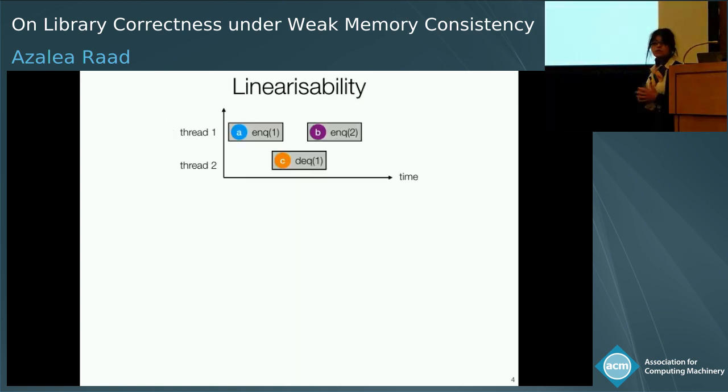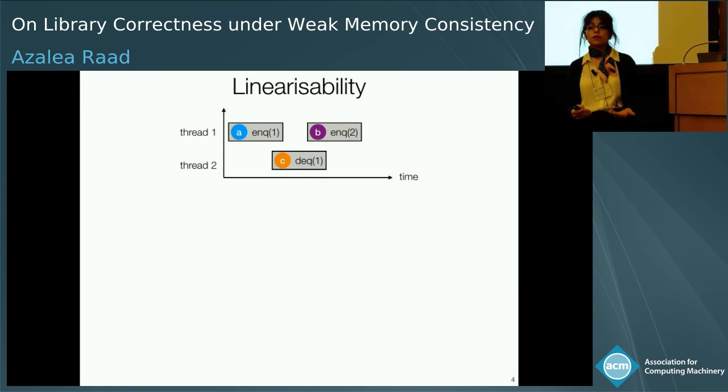So here's the definition of linearizability. For a library to be linearizable, for all of its client programs and all of their executions, you need to show that certain things hold. Here's a particular execution of a client program of the queue library with two threads. Thread one enqueues value 1 and then enqueues value 2, and the second thread calls dequeue and returns 1.